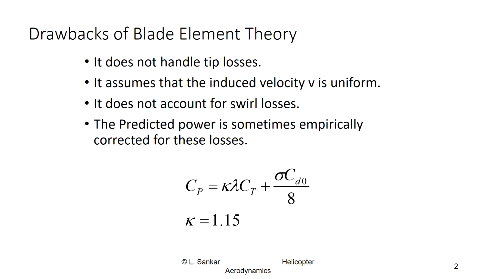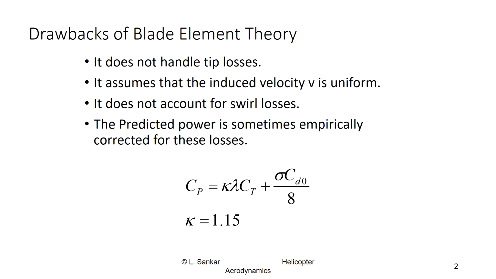We noticed that that theory gave us a relationship for Cp, which is the power coefficient, equal to lambda times Ct, where lambda is the square root of Ct over 2 when the rotor is in hover, plus sigma CD naught over 8. The first term is the induced power. The second term is the profile power. We had to add a fudge factor called kappa, which is 1.15, to increase the induced power by 15%.